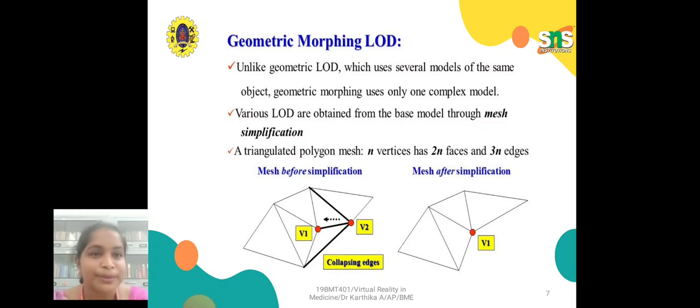See the mesh before simplification and the mesh after simplification. Before simplification, we have collapsing edges which may reduce the clarity. And the mesh after simplification provides a perfect image in the VR environment.